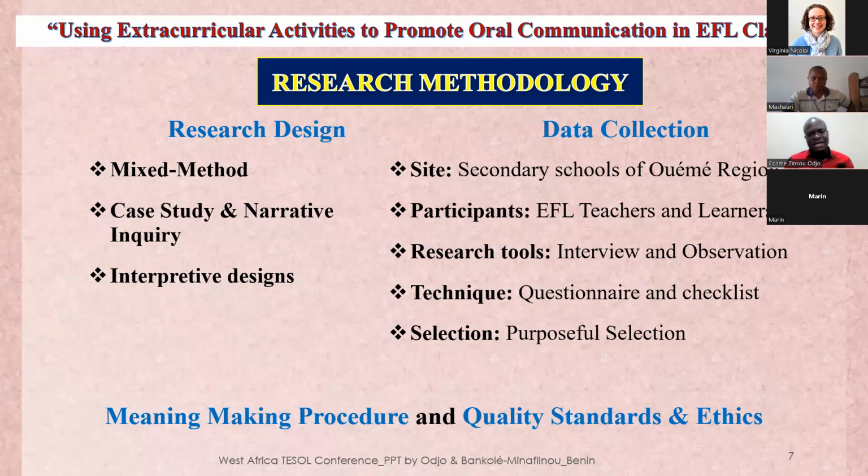After collecting the data, we went through the meaning-making procedure, which helped us, for example, to read and reread the data we collected from the field, and to tabulate the data. We proceeded to file making, and then we came up with some meaning using quality standards and ethical guidelines. For example, we kept the participants' confidentiality. We took their consent before collecting and even recording some information from them, and so on.